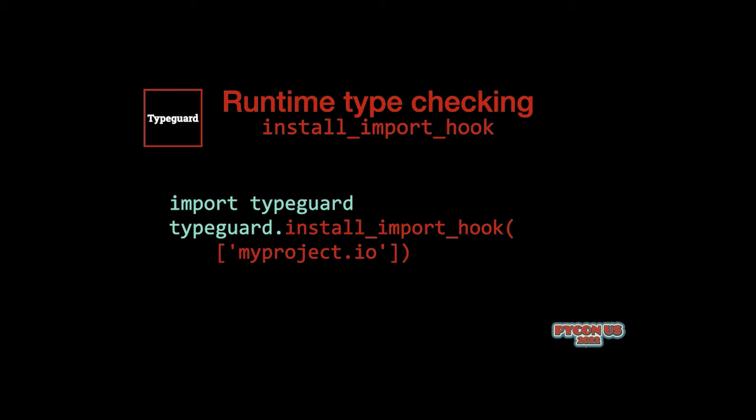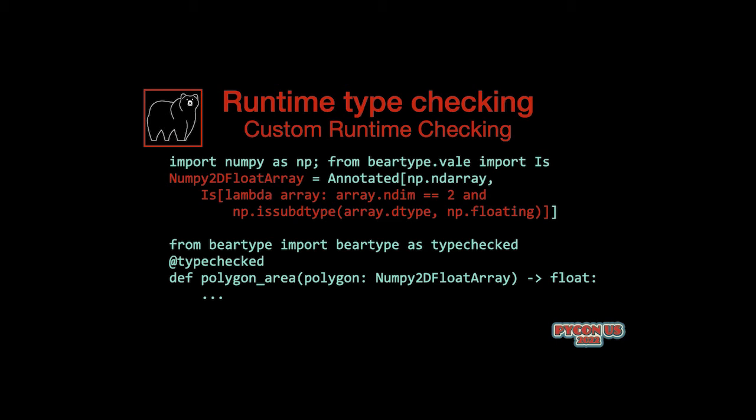I'll also mention that the last library that I mentioned, BearType, also allows you to add new custom types, where you can have logic written in Python to see whether something is of a particular type. This is similar to the type guarded functions as well, but it's just expressed in a different manner. So this is kind of interesting. This is an example of a type where a NumPy array is a float.